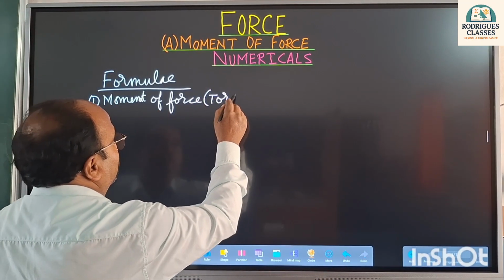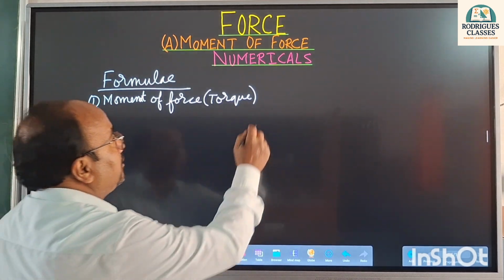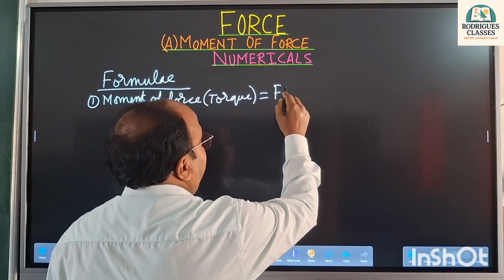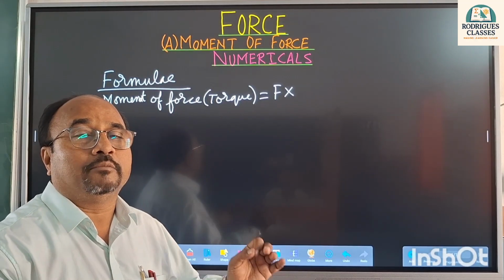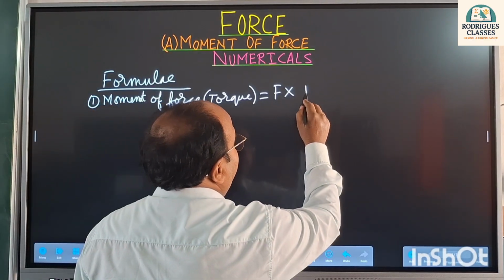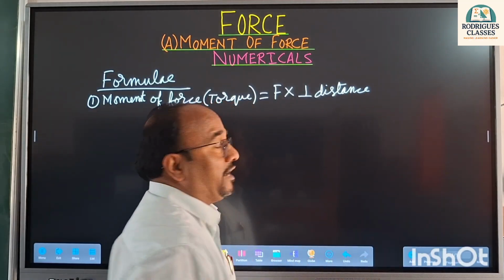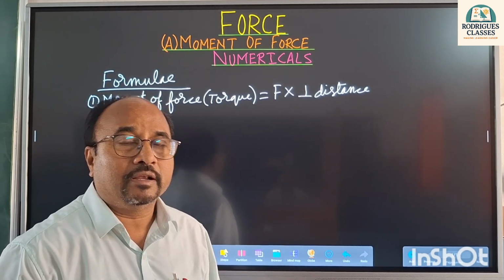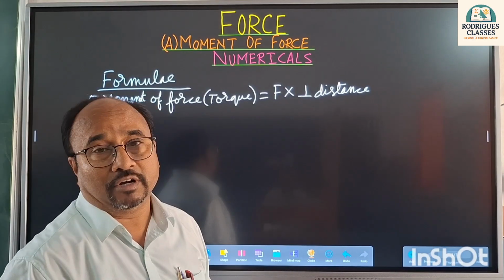So I am writing here torque also. The formula will be the same, two different words for the same thing. If you have gone through the chapter, you know moment of force is the force multiplied by the perpendicular distance between the point of application of the force and the pivot point. I have written force and then perpendicular distance, and this perpendicular distance means, again I repeat, it is the distance between the pivot point and the point of application of the force, but that distance should be the perpendicular distance.